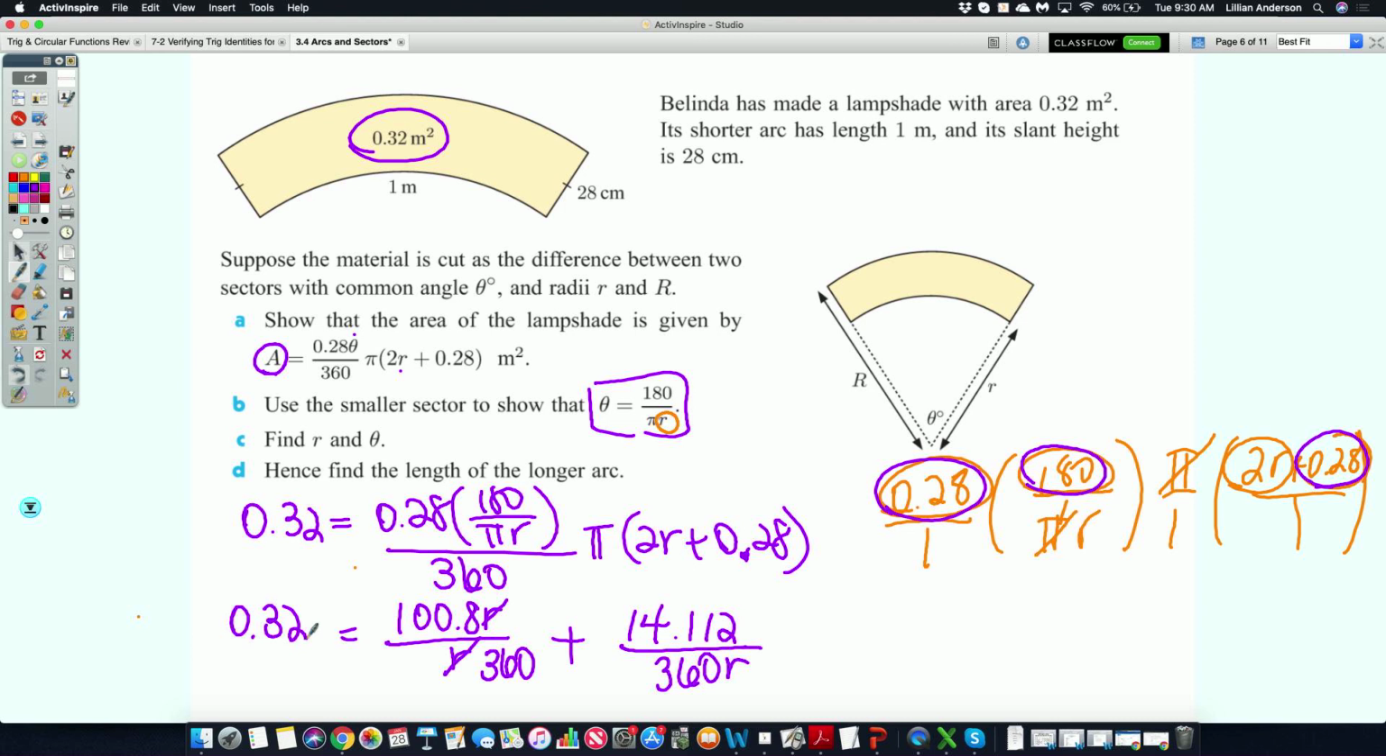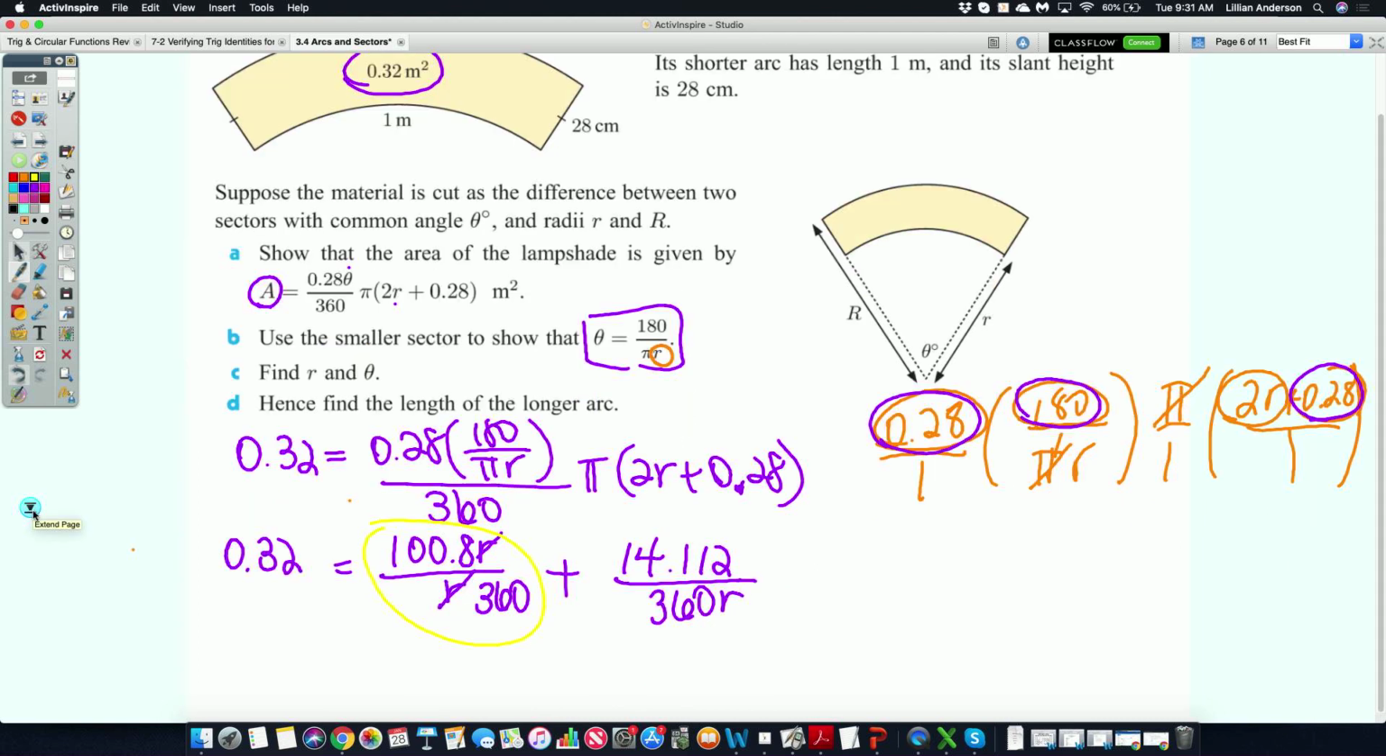If you want, you can even subtract this fraction to the other side. That's an option. Then you can multiply both sides by 360r, then divide both sides by whatever is attached to the r at that point. Either way, this is a little bit nicer than a fraction within a fraction being multiplied and all that other stuff. What does r equal for those who did get it? 0.98.